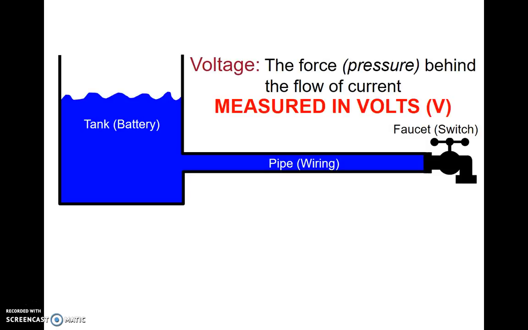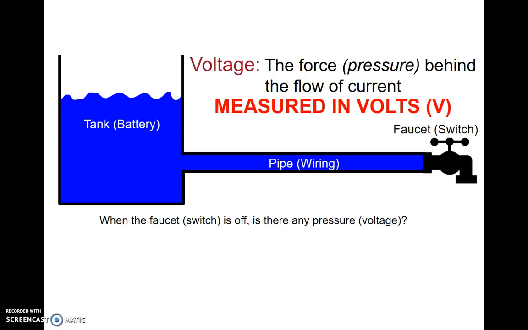Next thing is voltage. Go ahead and write that down. It's the force or pressure. That pressure word is huge. Behind the flow of current. It's measured in volts, which are abbreviated as V. It's a force or pressure behind the flow of current, so it's what's pushing that current along.